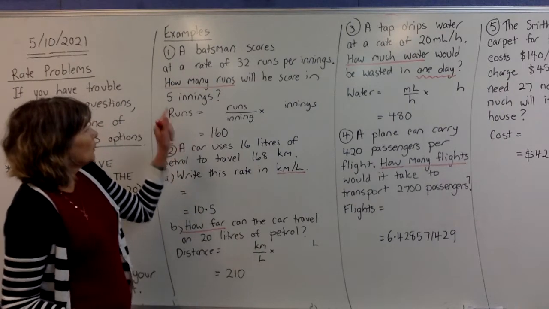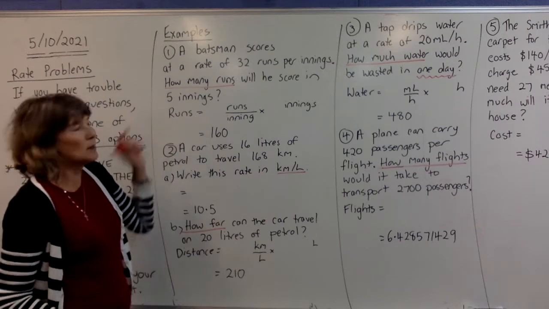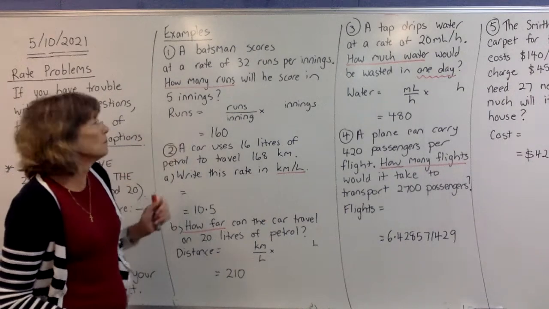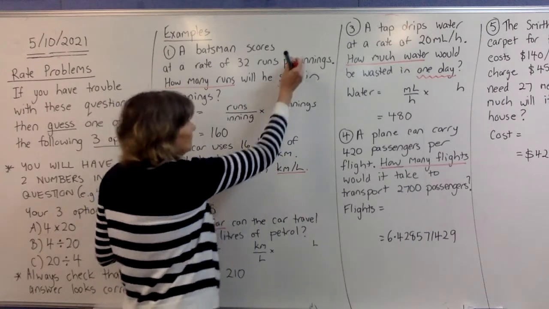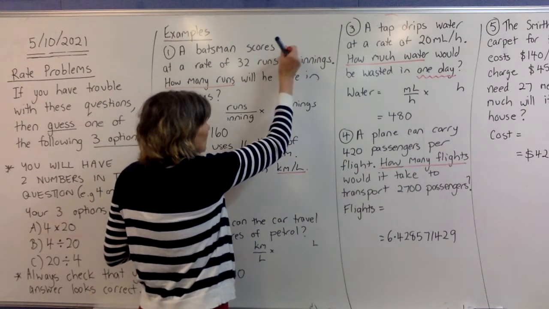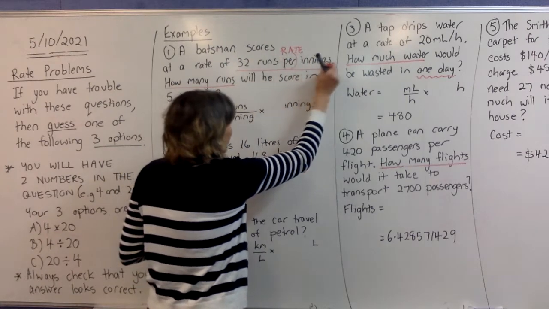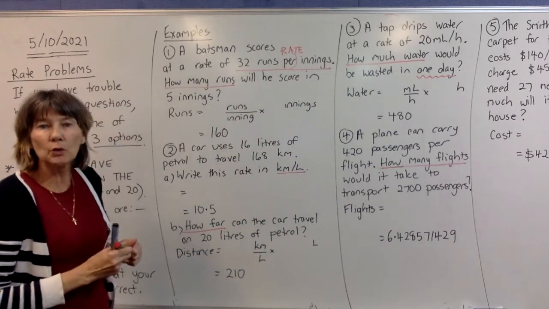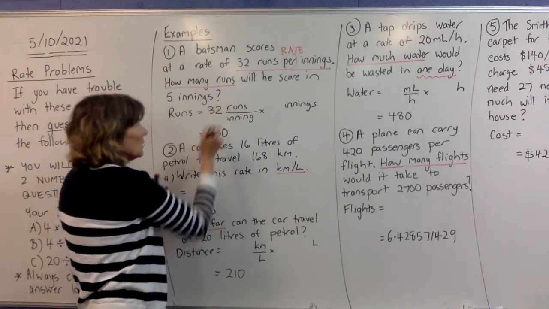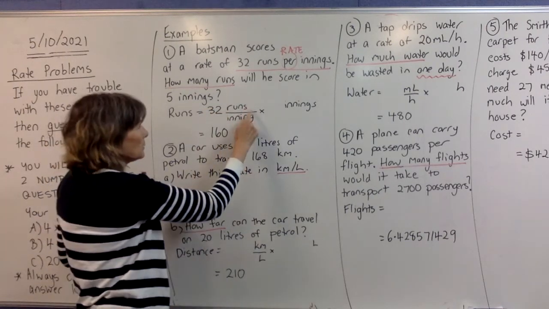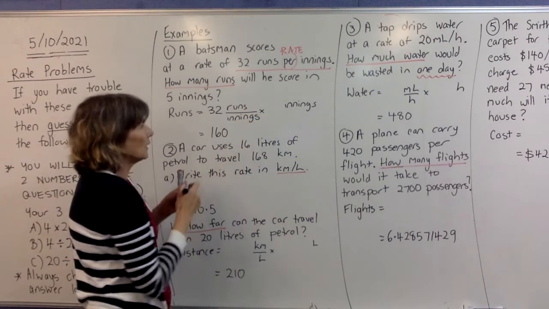Okay, so we're finding how many runs. So we're going to start our working by writing runs equals, because that's what they've asked for. Now, this is your rate. The thing with the per in it indicates you are dealing with a rate. Okay, so there's our rate right there. So we've got 32 runs per innings. So I'm going to write 32, and then I'm going to write runs per inning like that. Put an S on the end if you like.